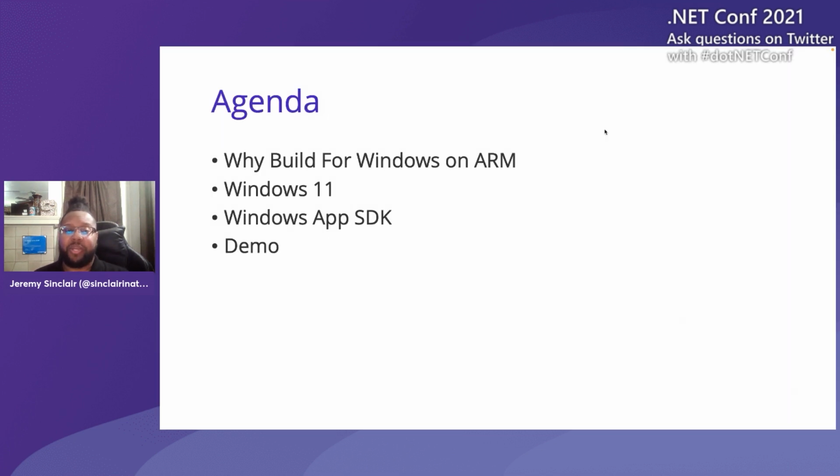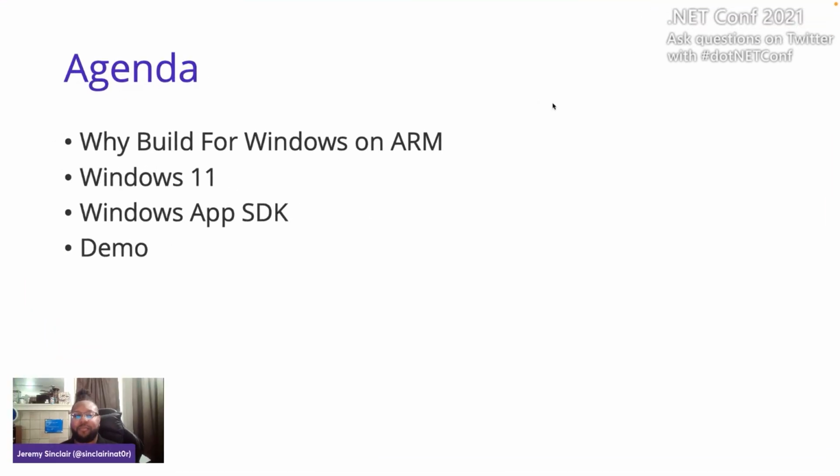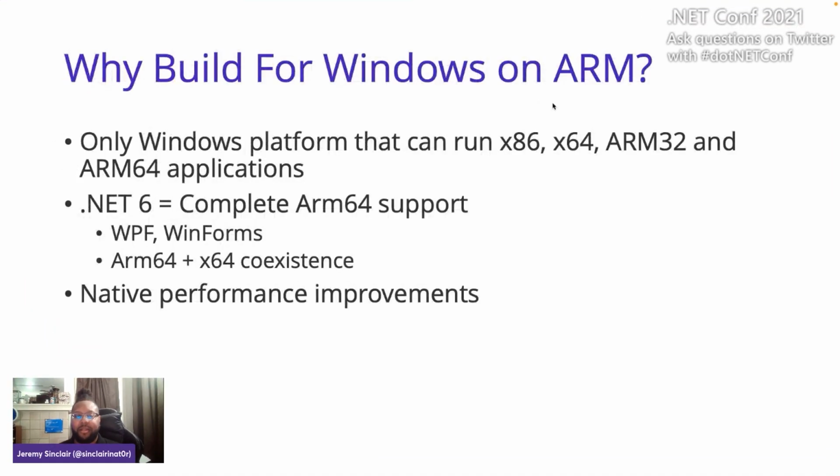The quick agenda: I'm going to speak about why it's important to build for Windows on ARM, a little bit about Windows 11, the Windows App SDK, and a demo. Okay, why should you build for Windows on ARM? It's the only Windows platform that can run x86, x64, ARM32, and ARM64 applications. That by itself makes it quite ultimate, in my opinion.